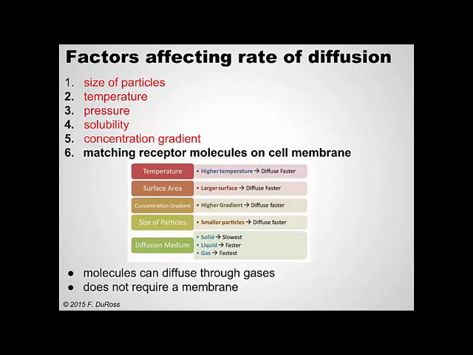Molecules also diffuse through gases. And diffusion, by definition, doesn't require a membrane. If I place a drop of dye in water, it will diffuse through the water. It doesn't have to pass through a membrane.